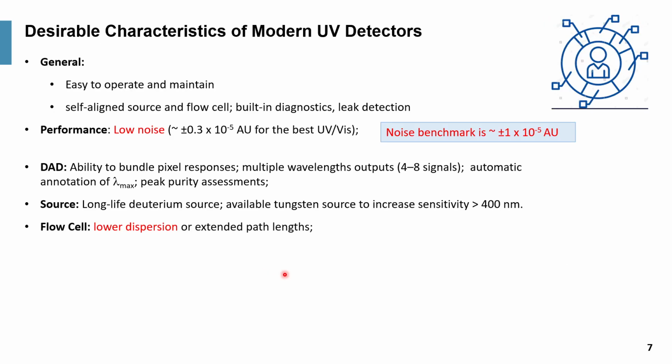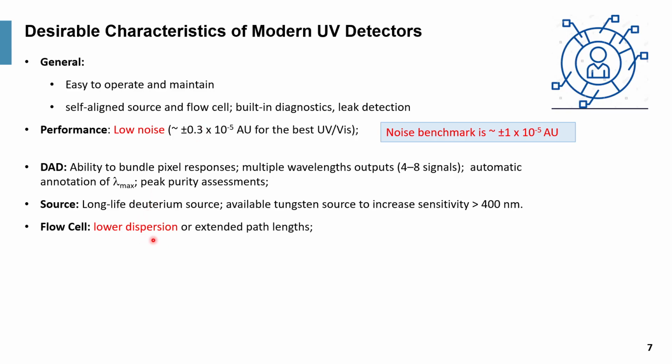Just briefly on the desirable characteristics of a modern UV detector, right? So most important is low noise. I'd like to mention the noise benchmark is plus or minus 1 times 10 to the minus fifth. So this noise is very low, allowing 5 orders of magnitude of linearity in most cases.